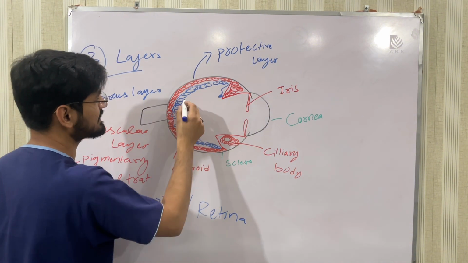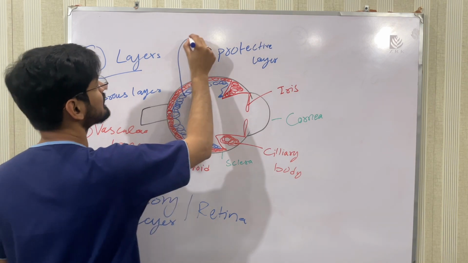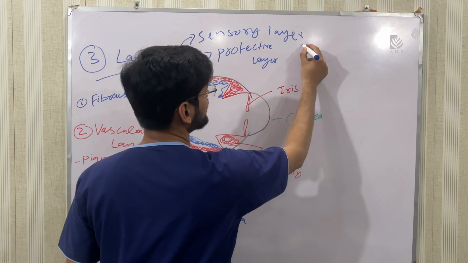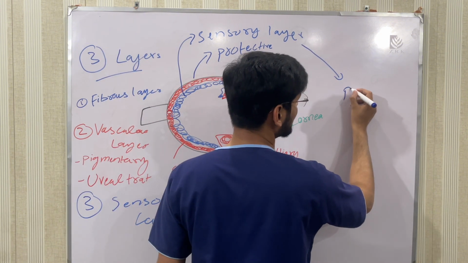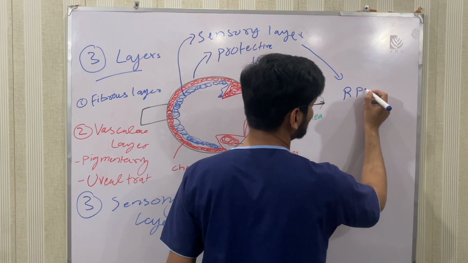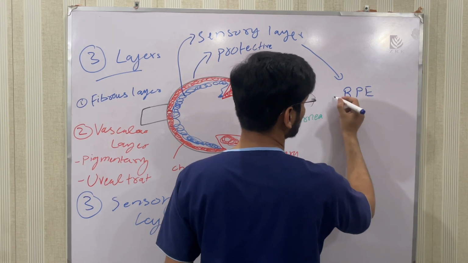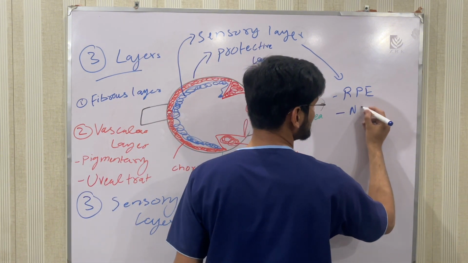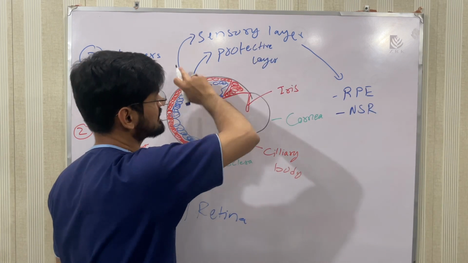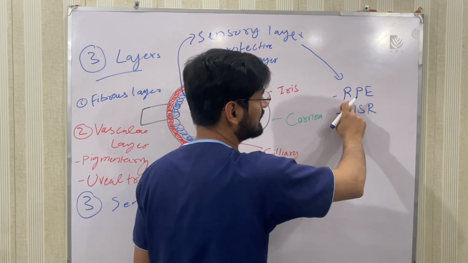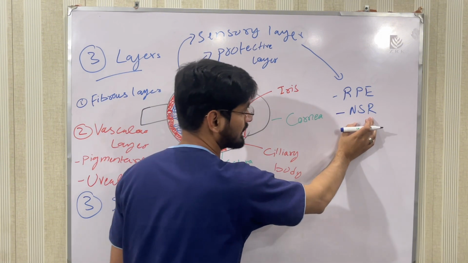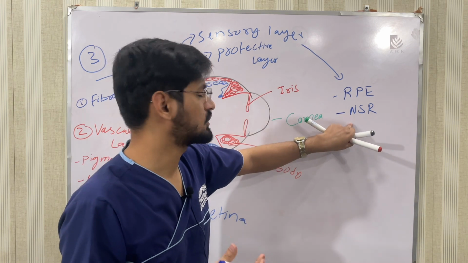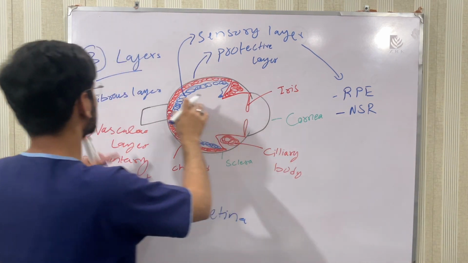This sensory layer is subdivided into two parts. The first part is called retinal pigmented epithelium, and the second is called neurosensory retina. The sensory layer is subdivided into two parts: RPE, retinal pigmented epithelium, and neurosensory retina. Mainly it has two major layers, but it is subdivided into 9 more layers, which we will discuss in further lectures.